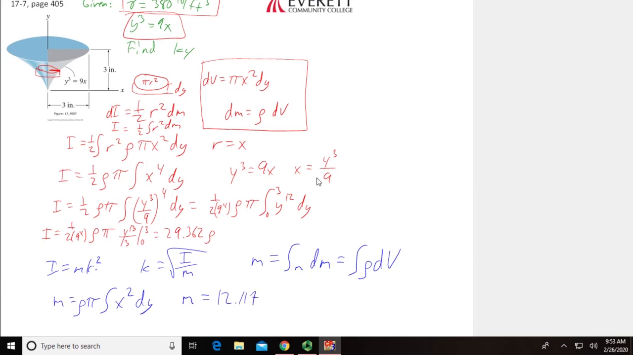12.117 times rho. And then we just say ky is equal to the square root of I, which we found is 29.362 rho, over 12.117 rho. Our rho's cancel out, and we end up with a ky of 1.56 meters. Notice how the density was not even needed to solve the problem. The density of the object does not affect the radius of gyration, because the radius of gyration just cares about shape. It would affect the moment of inertia.